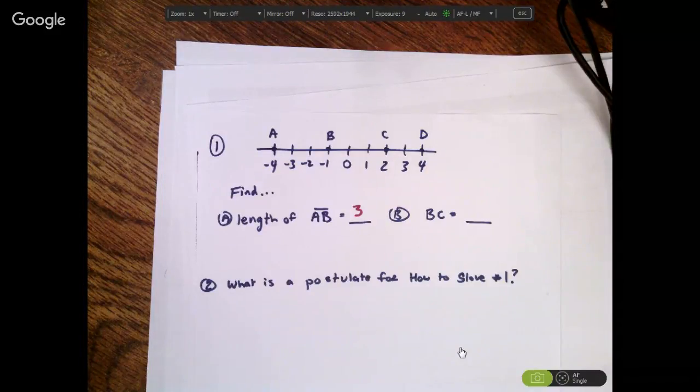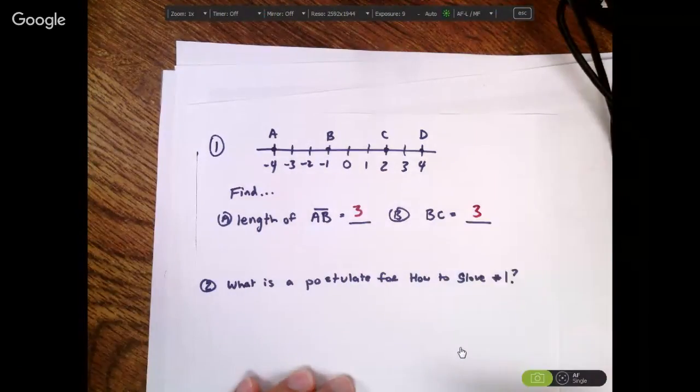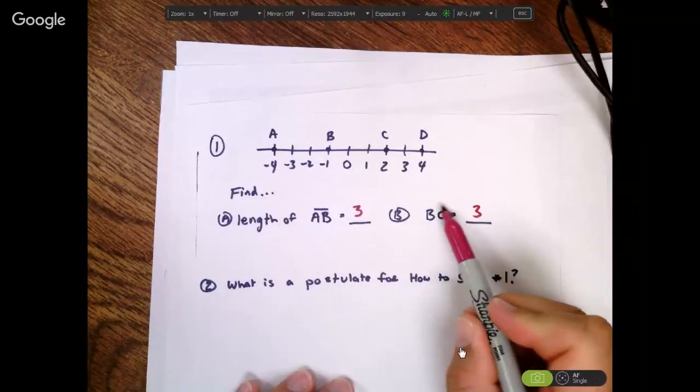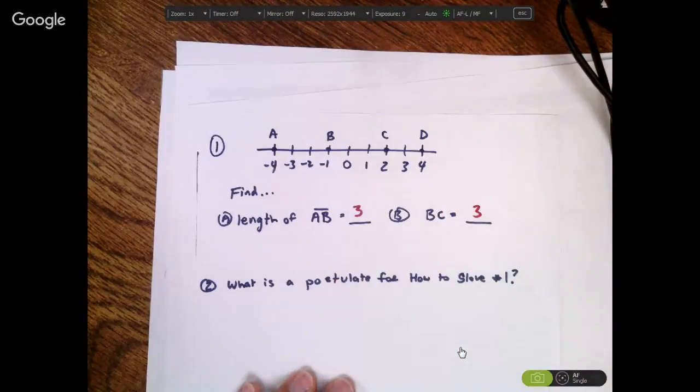What's the distance for BC? For the length of BC? 3. Okay. So you made a really good point. I didn't put a line over here. What's different from my question A and B, how I wrote it?